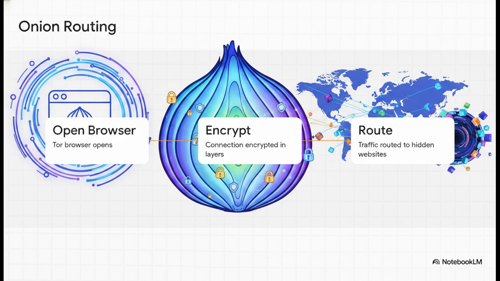Instead of your data traveling directly from point A to point B, your traffic is bounced and routed through a completely random sequence of relays all over the globe before it finally hits that hidden website. By the time your request actually arrives, your original identity and your physical location are buried under so many layers of encryption that tracking you backward becomes practically mathematically impossible.